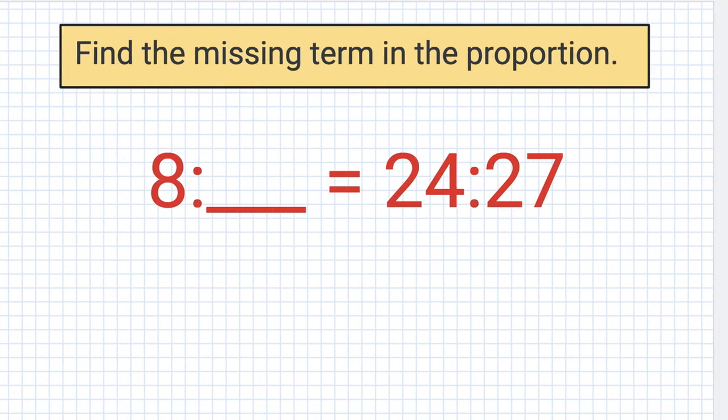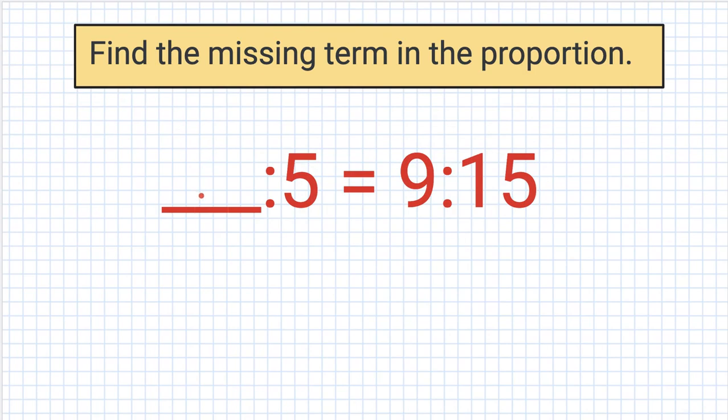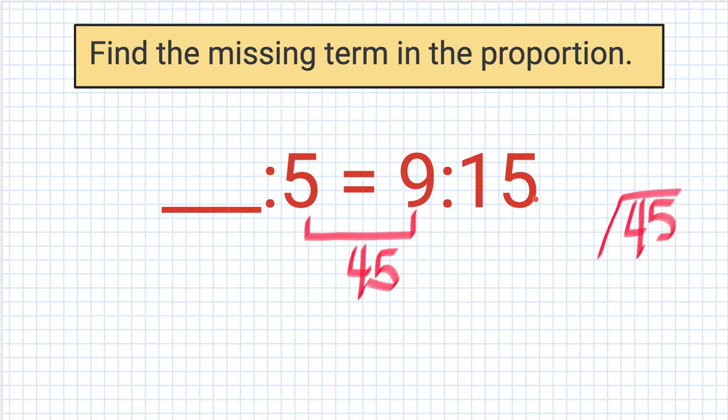Now let's try to have another example. Can we have this one? Blank is to 5 is equal to 9 is to 15. So again, we need to identify which terms are complete. And the complete terms here are in the means. 5 times 9 gives us 45. Again, whatever the product, you have to divide it by the remaining number. The remaining number here is 15. So we have 45 divided by 15.